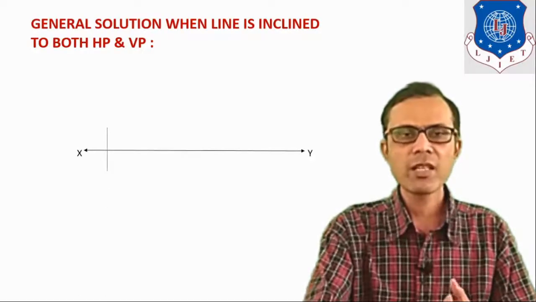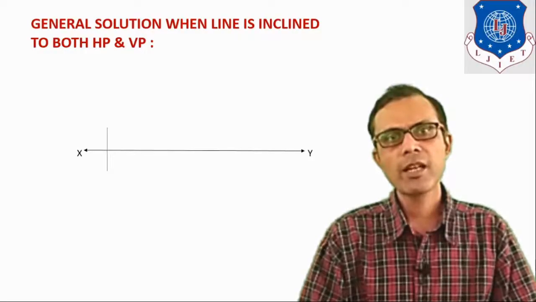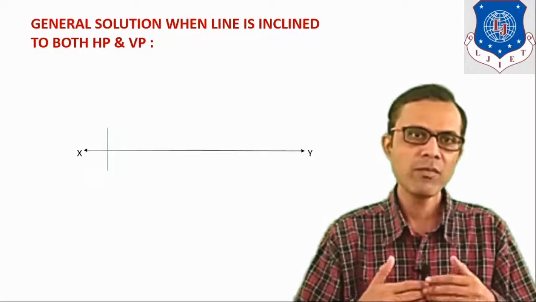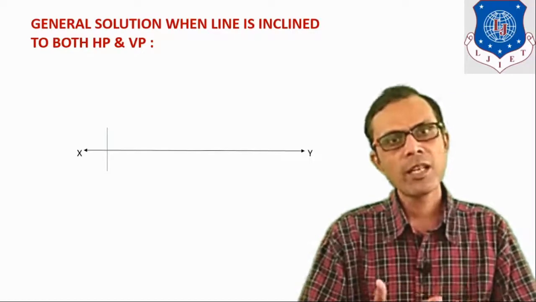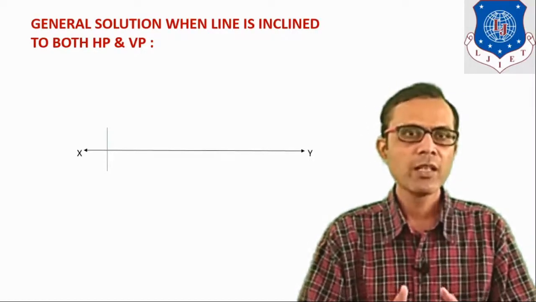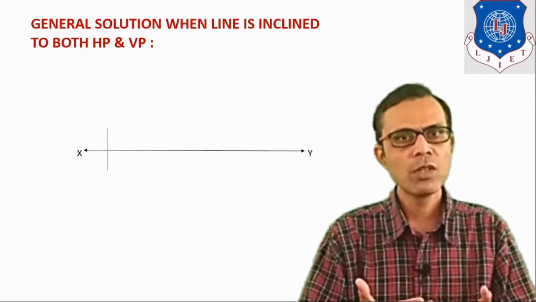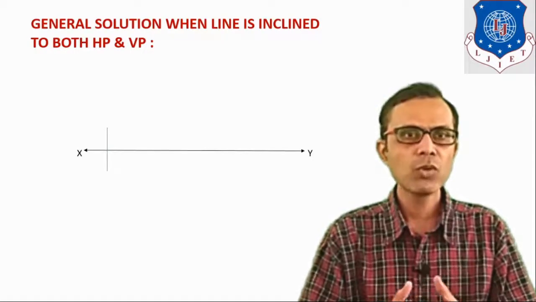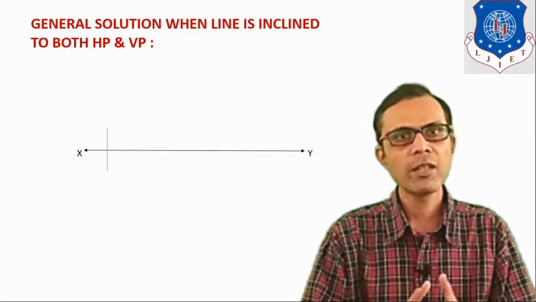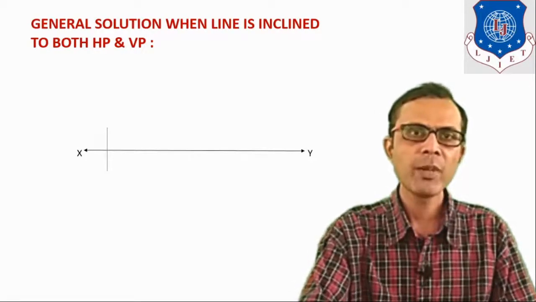In the first step, we will assume that the given line is inclined to HP only, and from that drawing we will derive some answer. In the next stage, we will assume that the given line is inclined to VP only, and from that we will also derive some conclusion. When we combine both of these cases, we get the solution for a line inclined to both HP and VP.